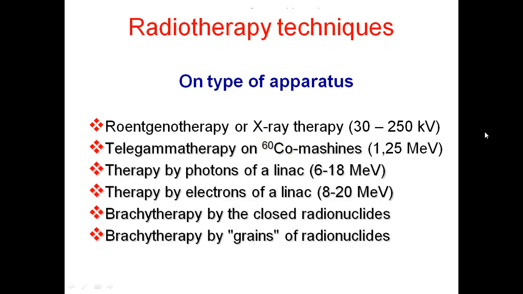Different types of apparatus you may meet in your practice as a radiation oncologist are X-ray machines, cobalt machines, therapy by photons of a linear accelerator, therapy by electrons of a linear accelerator, brachytherapy by closed radionuclides, and brachytherapy by grains of radionuclides.